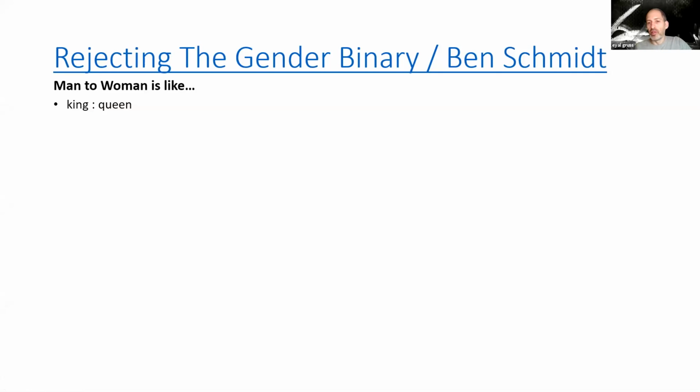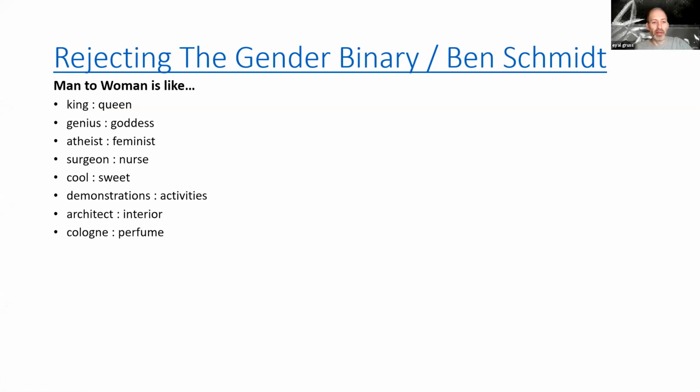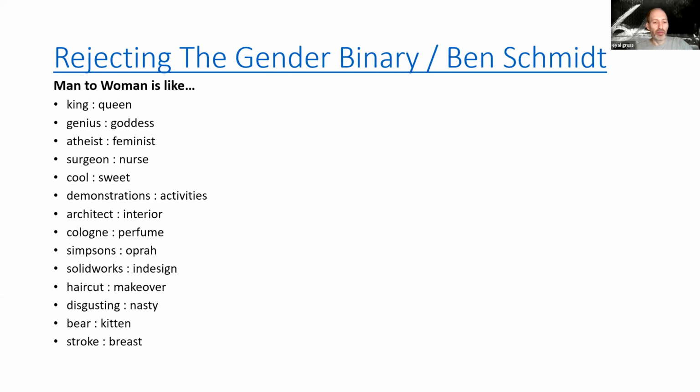Now, this is also a good opportunity to discuss something about bias in machine learning, which was just discussed heatedly in the last 2 days, as it is from time to time. So we say that a man to a woman is like a king to a queen. Turns out that it's also like, say, atheist to feminist. If a man is a surgeon, what is the medical profession for a woman? Turns out it's a nurse. Men are architects and women are interior designers. Men watch Simpsons and women watch Oprah. Men have, unfortunately, strokes and women, unfortunately, have breast cancer, and so on.